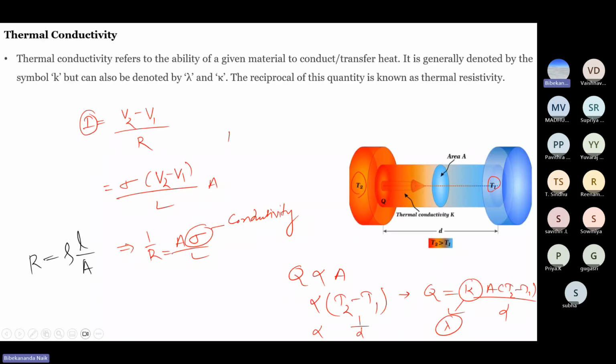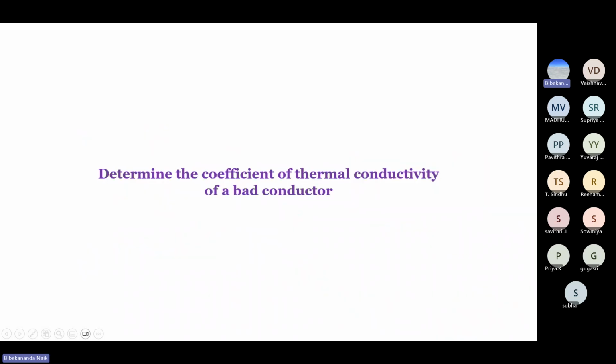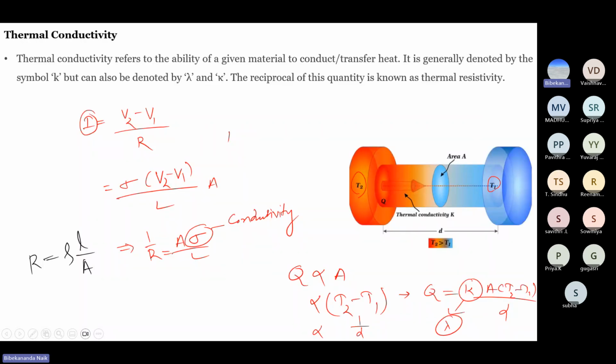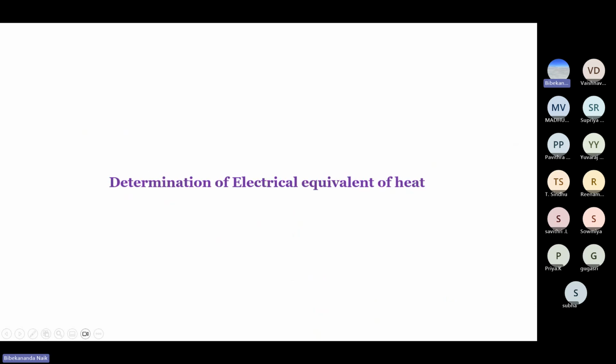During the lectures, you must have seen how the experiment is set up. Here, the experiment is set up to measure the thermal conductivity of an insulator or a bad conductor. There is a rubber sheet of some thickness, and that is placed in between two bodies. One is a hot body, another is a cold body. So we are measuring the thermal conductivity of that medium, that is the rubber.